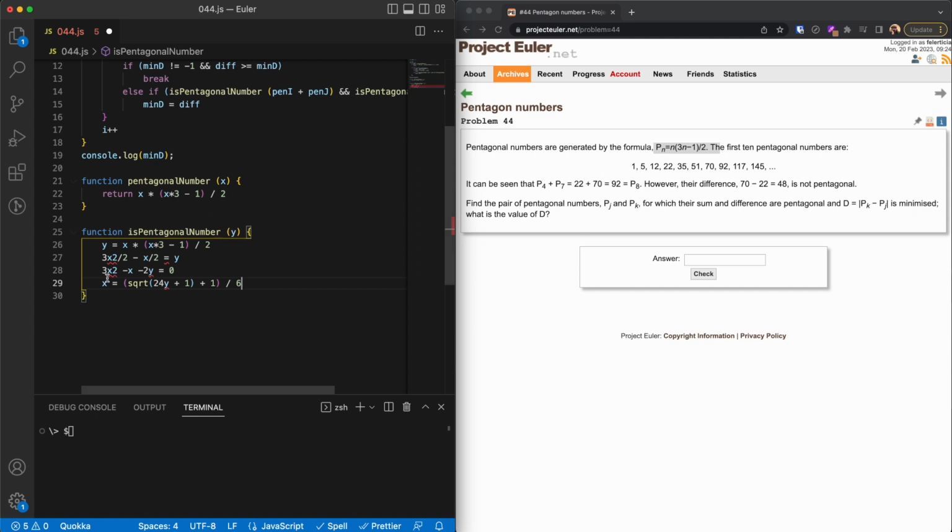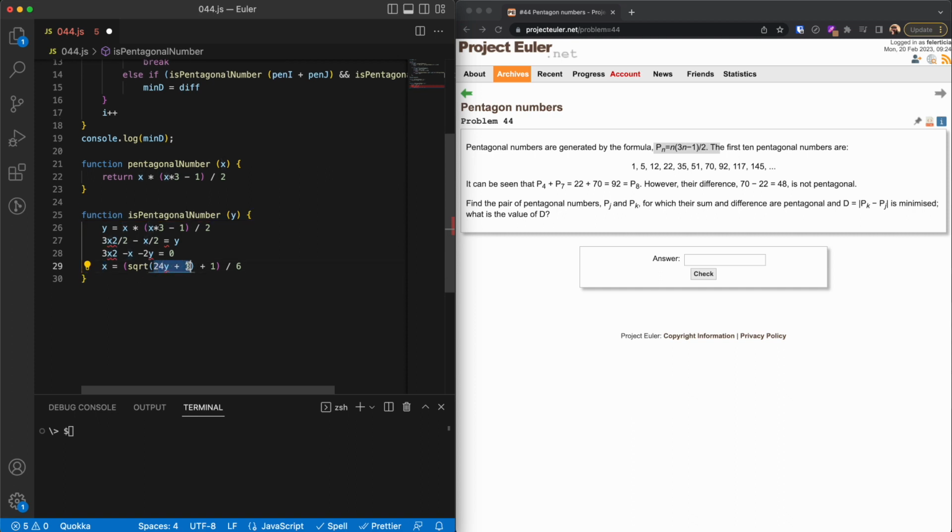You remember the formula minus b plus or minus square root of b squared minus 4ac, that is written here. So we need to have this value for x. This value should be available. So we can find a value for x if 24y plus 1 is a valid perfect square, so to say, and this value divided by 6 is a whole number. So in other words, this modulus 6 is 0. So we need to check these two things here.